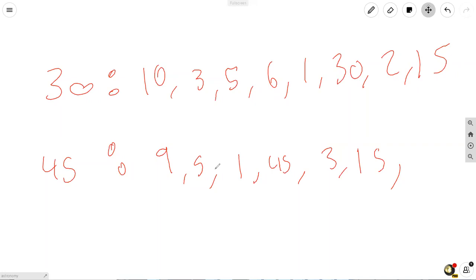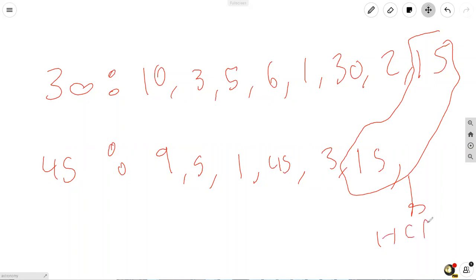Now, from these numbers, which number is the highest number? No, I mean in common, in both of them. In both of these. 15. Well done to Anthony, Oliver, Arzan. 15. Okay? And we call this our highest common factor. Well done, Joseph. Okay, it's called our highest common factor.